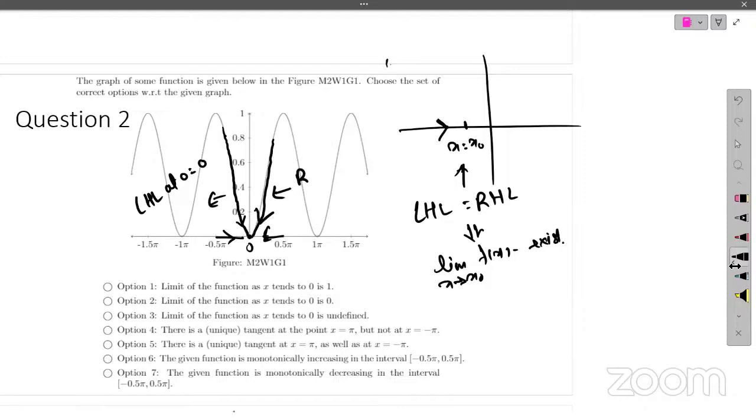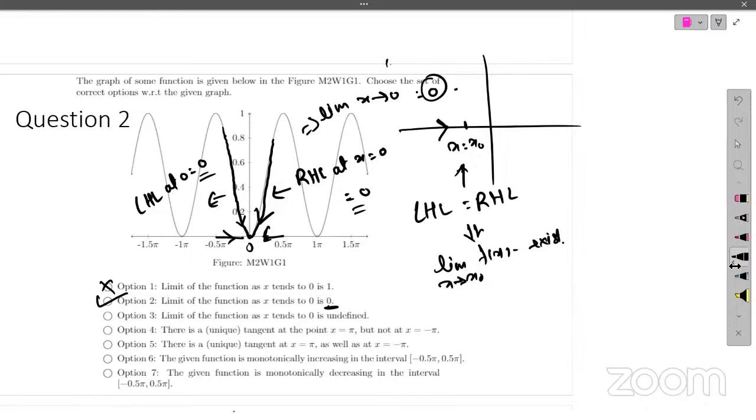So here also the right hand limit at x equals 0 is the same as 0. So here the left hand limit and right hand limit are the same. So that's why we conclude that the limit as x goes to 0 is nothing but 0 itself. So the first option is incorrect because it says the limit of the function as x tends to 0 is 1. The second option is correct because it says the limit as x tends to 0 is 0, and that's what we conclude from the graph.